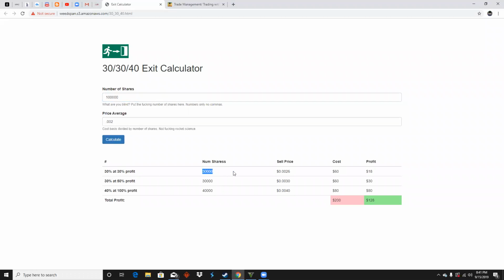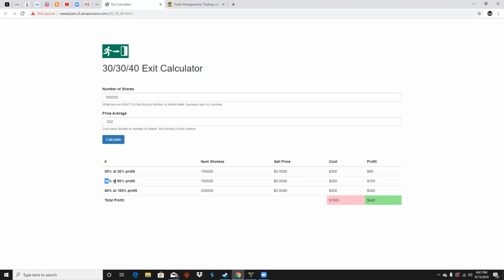We put 30,000 shares for sale on the ask at 0.0026 for a $60 cost. Obviously this is a very tiny trade. Maybe we need to step this up so it's a little more realistic. But in a sense, you've got 30% at 30%, for 150,000 shares on the ask at 0.0026 at a $300 cost. That gives you $90 profit on that trade.